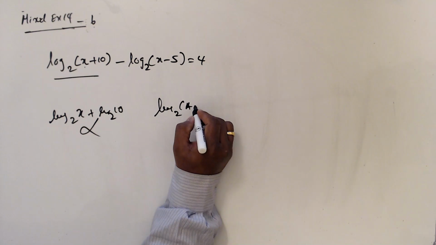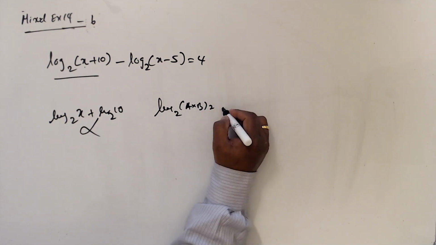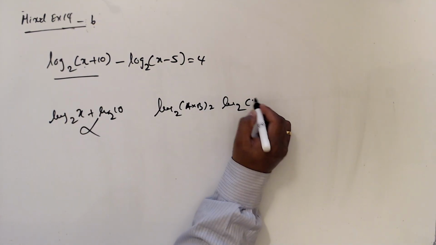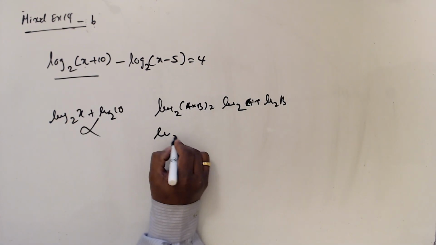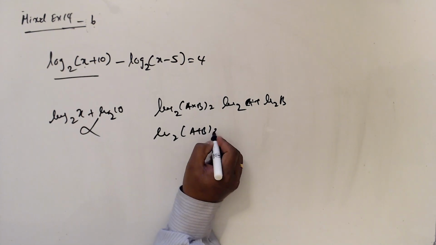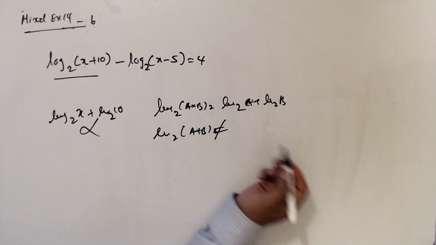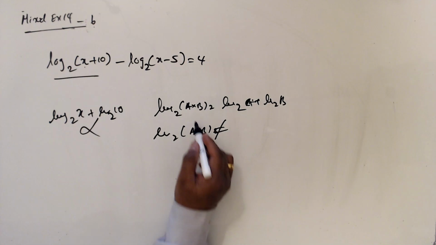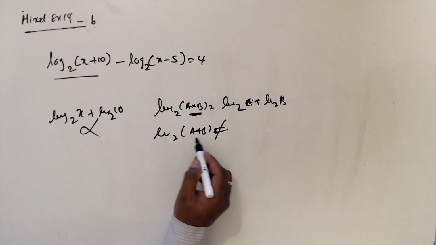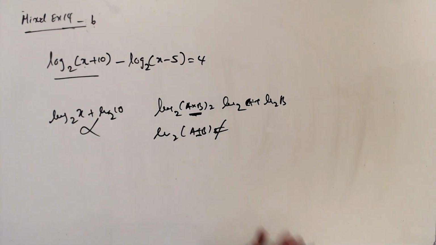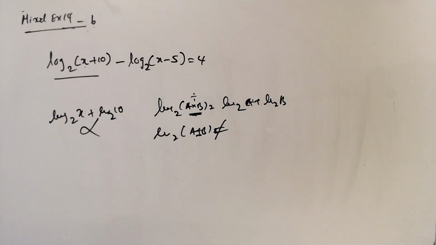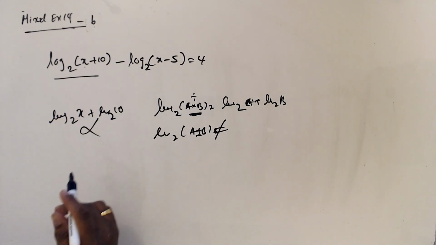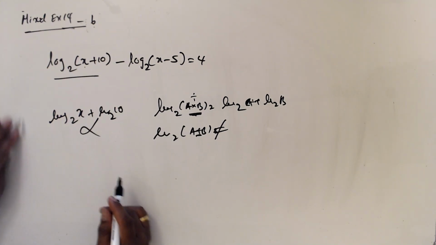If we see a times b, we can write log base 2 of a plus log of b. But log of a plus b, we can't write like that. This rule is only for multiplication. Addition or subtraction, we can't do anything. Only multiplication or division, we can handle. So this is a common mistake usually children make.